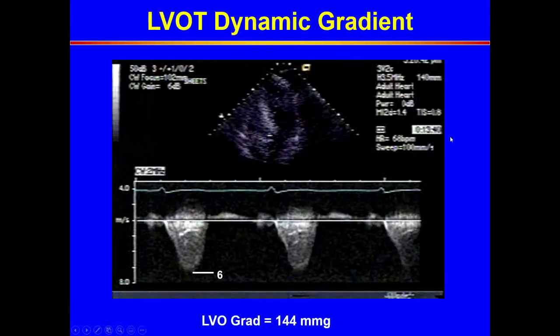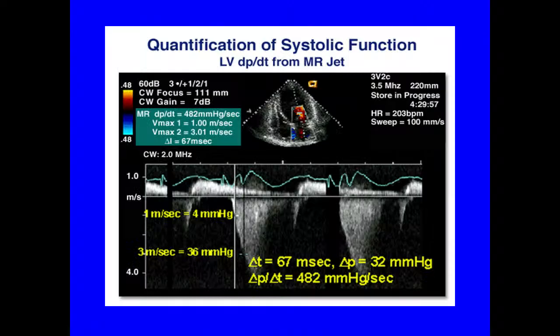Dynamic gradients are looked at. Of course, there is interest in knowing where it is present. That's a separate topic to talk about, but we can apply the modified Bernoulli equation here and say 4v squared, 4 multiplied by 36 gets you the number that you see here. We can look at the rate of rise of pressure in the ventricle relying on the mitral regurgitation jet.